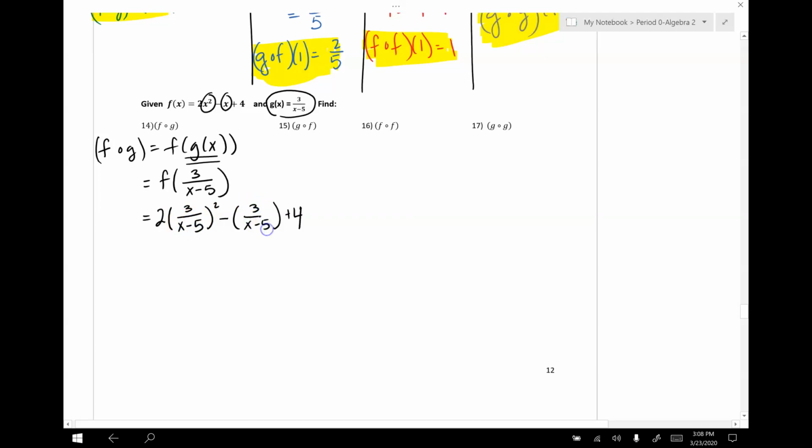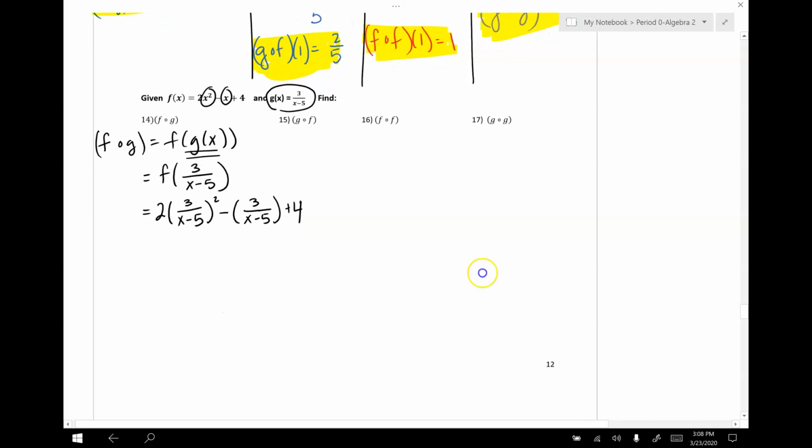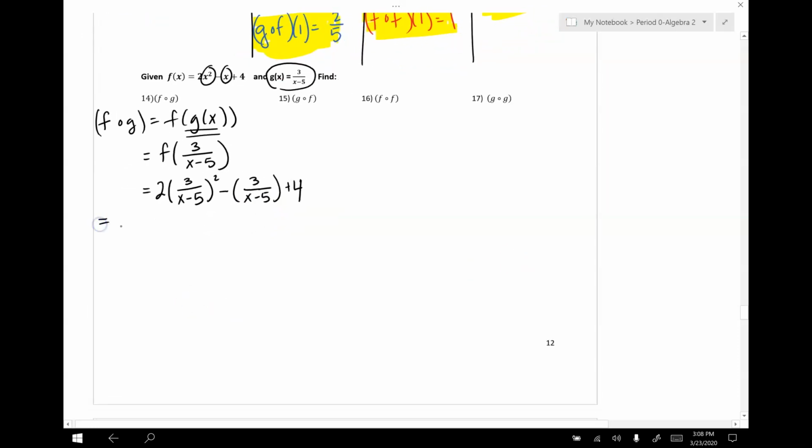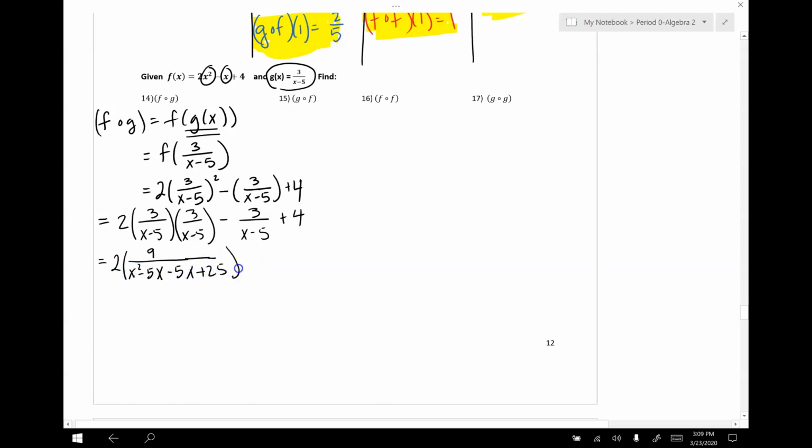I will now slowly write it out twice so I can FOIL. And this just requires very cautious algebra work. So write this out twice so we can start foiling. This one I will keep as is for now and then bring down the 4. From here, I'm going to do the 2 after. This is 3 times 3 on the top is 9. FOIL the denominator, so that's x squared minus 5x minus 5x plus 25, and then drop everything else down for now. This will give me 18, right?